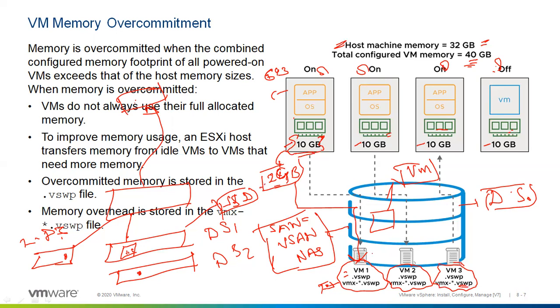Okay. How does it work in the background? I'm not able to understand. Suppose we have allocated 10 GB of memory on the first virtual machine, and the application requires 12 GB. So this virtual machine communicates with the ESXi host.